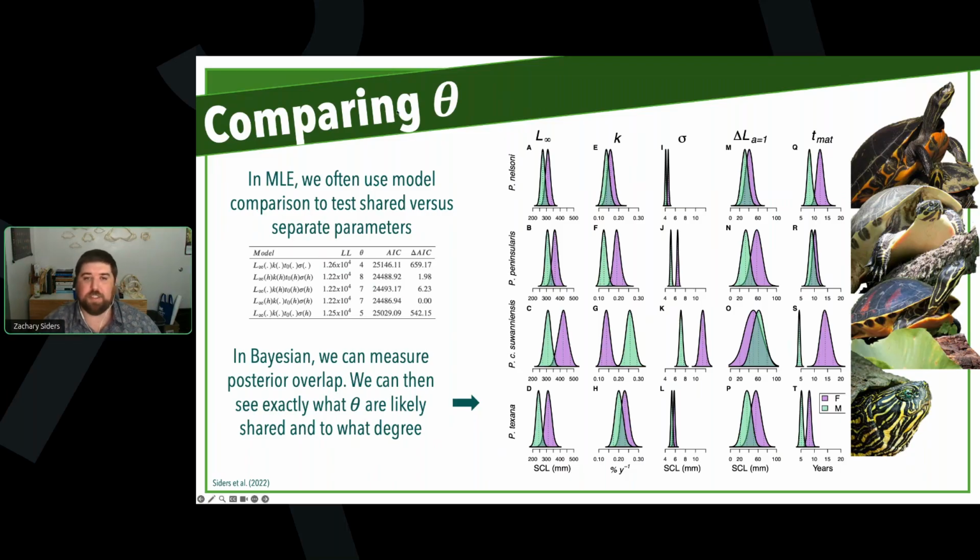In this case, we can see things like our pseudomaize nelsoni, our Florida red belly turtles. They're pretty overlapped for L infinity and K, and so we would probably conclude that they're not statistically significantly different from one another, versus something like our Peninsularis and our Swaniensis. We have pretty minimal posterior overlap, and we think there's probably some size sexual dimorphism going on as a result.